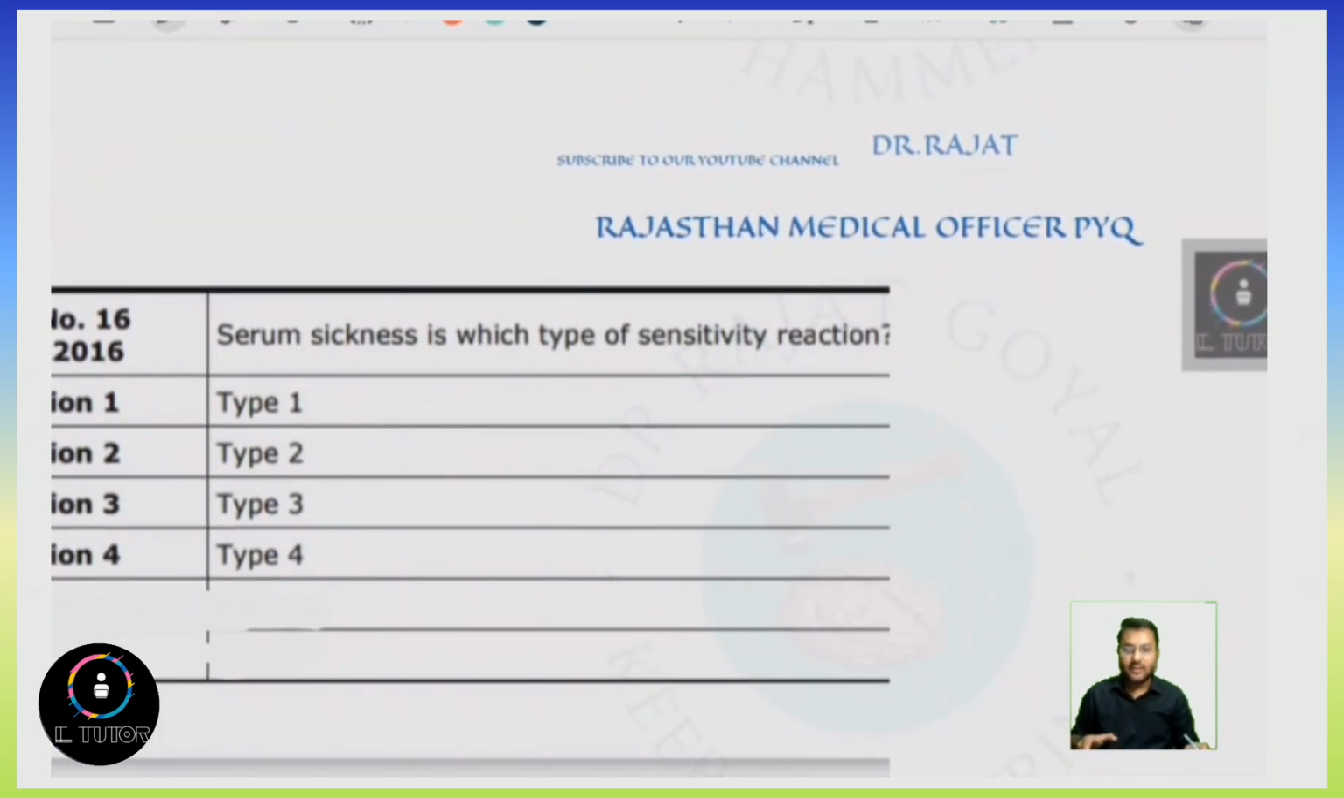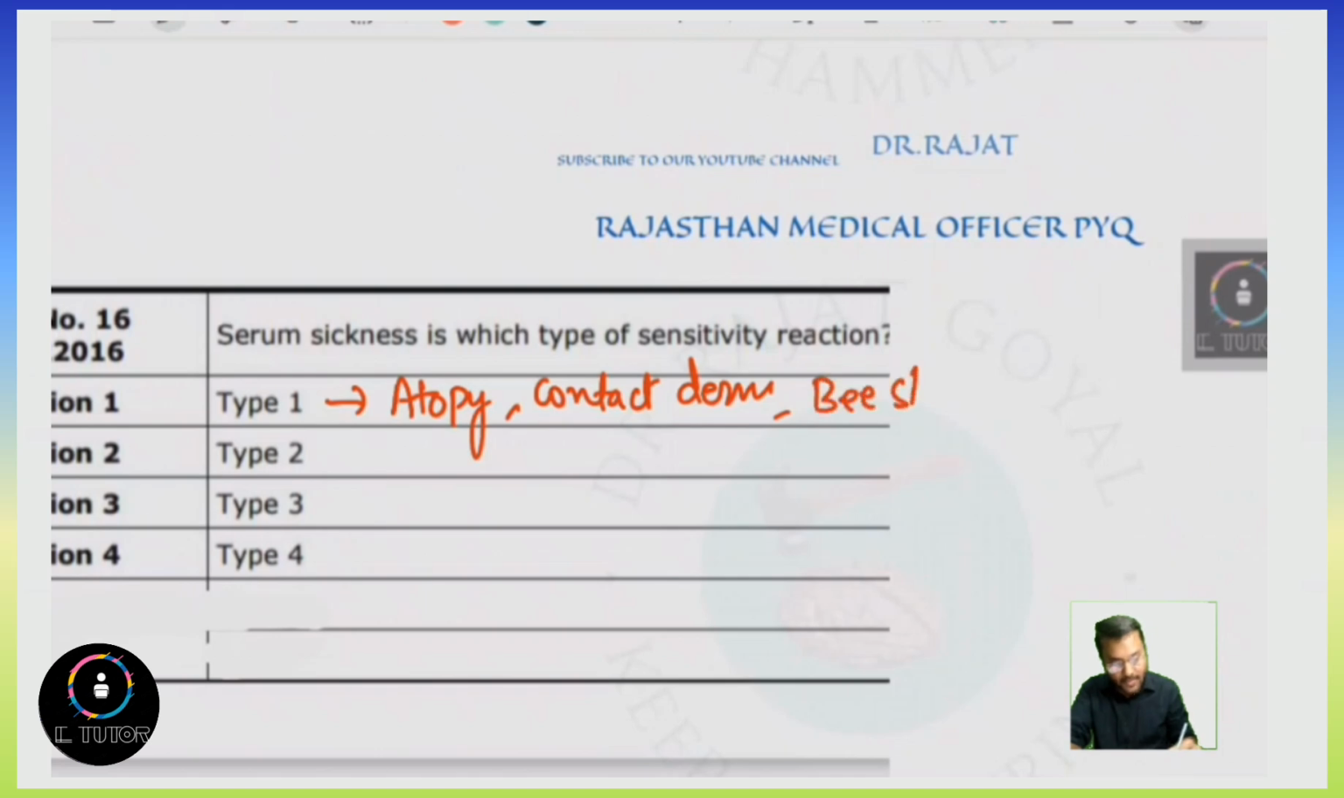First question is: serum sickness is which type of hypersensitivity reaction? So the answer here will be type 3. Serum sickness is a type 3 hypersensitivity reaction. If we talk about type 1, then atopy will be there, contact dermatitis will be there, and bee sting bite will be there. In type 2, cytolytic and cytotoxic reaction will be there.